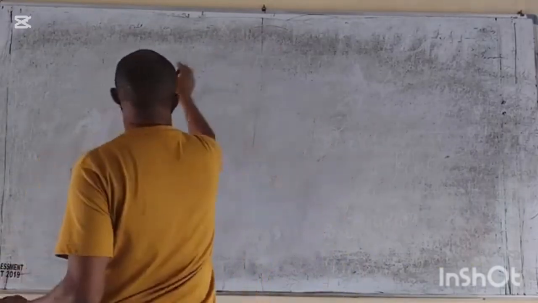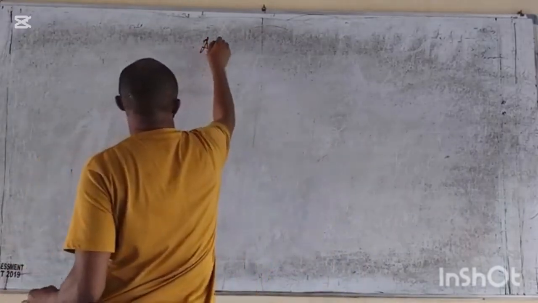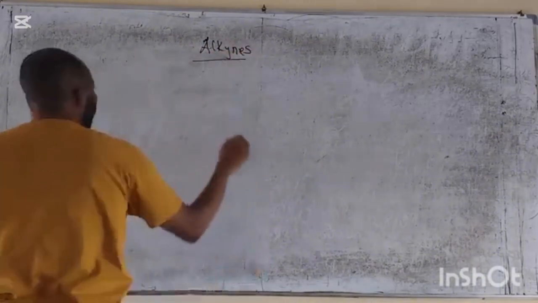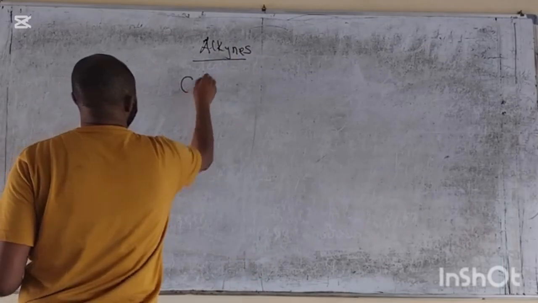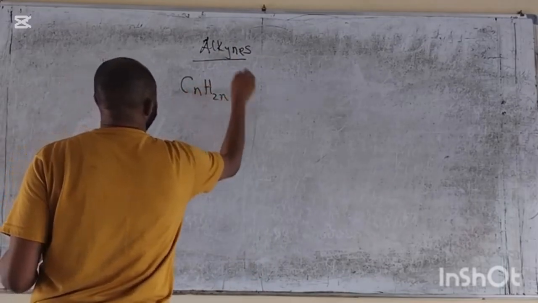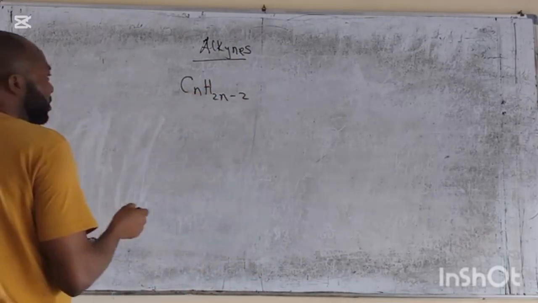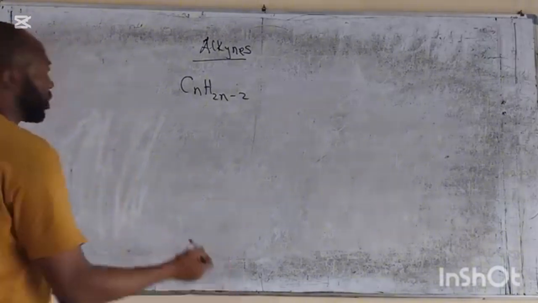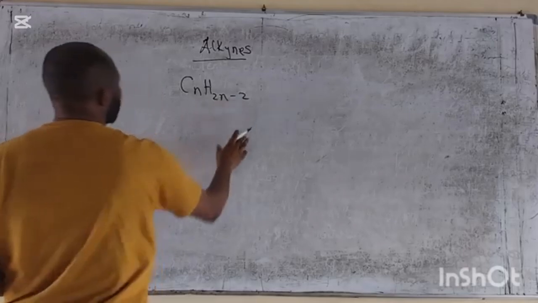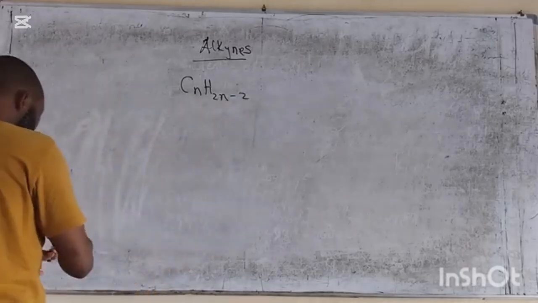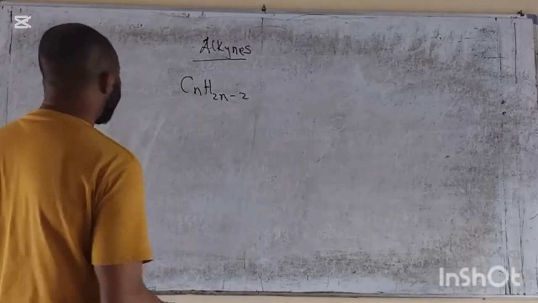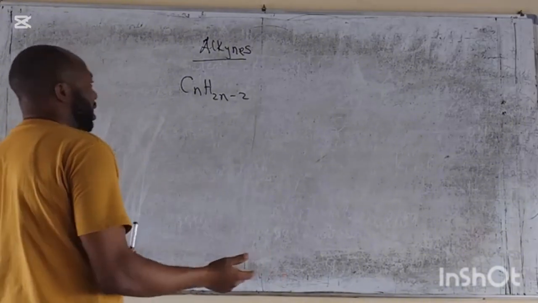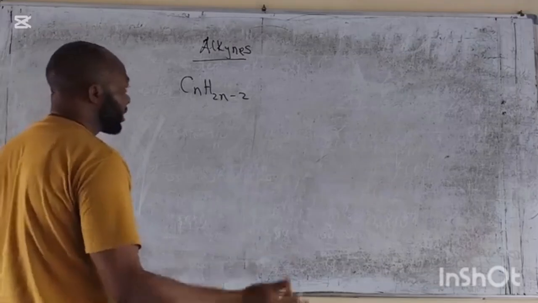Okay, in the alkynes, we have the general molecular formula to be CnH2n minus 2. In the alkenes, it was CnH2n. In the alkanes, it was CnH2n plus 2. So this one is now minus 2. So from here, we're going to deal with our first members. In the alkynes, we don't have methane. We have ethyne, we have propyne, and so on.